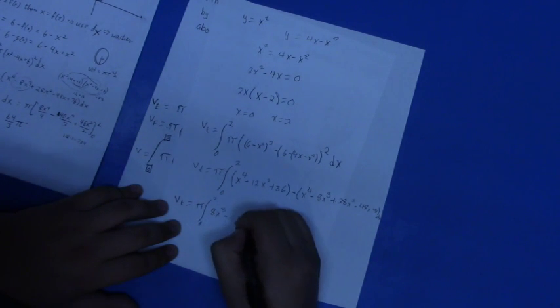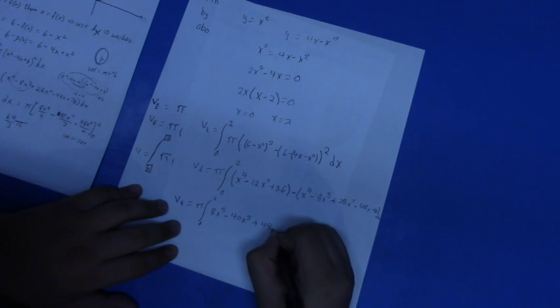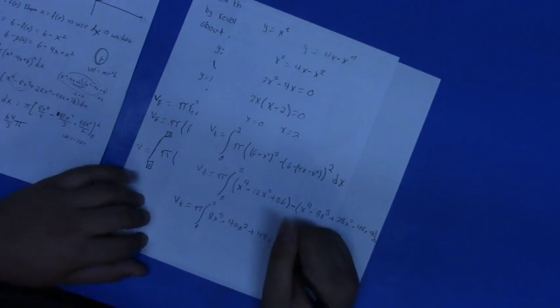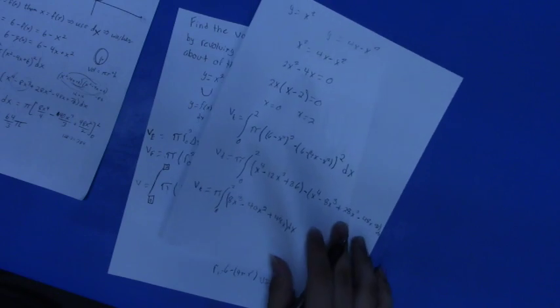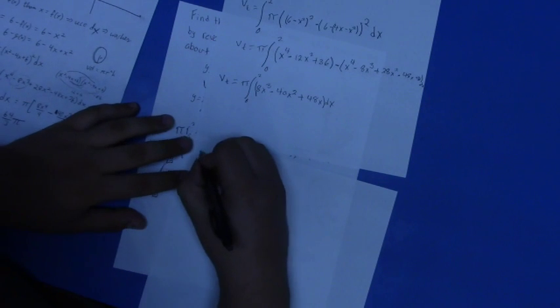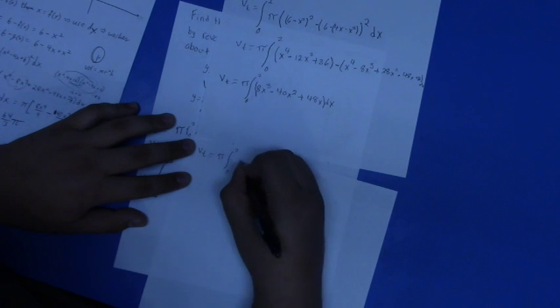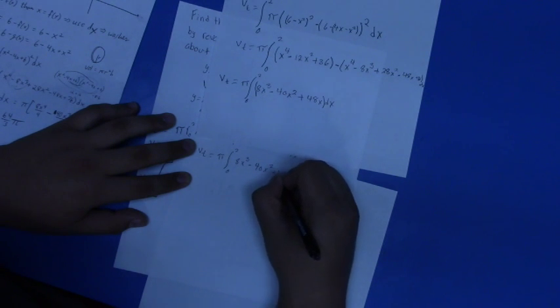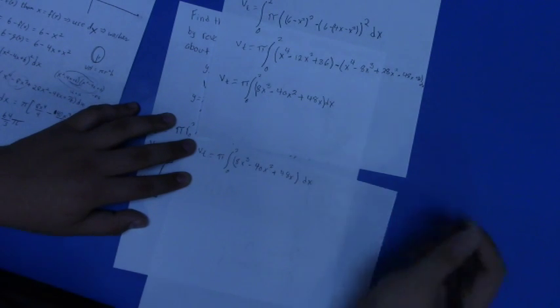of 8x to the 3rd minus 40x squared plus 48x dx. Now it's just integrating, which I'm going to do on a separate sheet of paper since I am running low on space. Just going to bring down what I had here: pi, integral from 0 to 2 of 8x to the third minus 40x squared plus 48x dx.